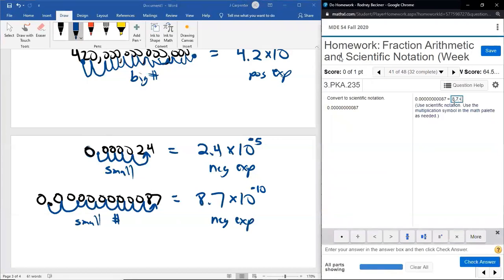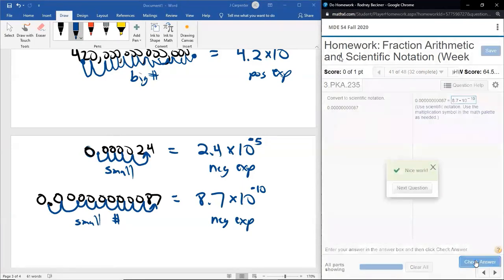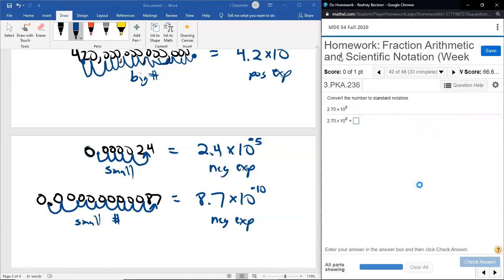8.7 times, I want to see if the dot will work. It should, but I know there's been at least one math homework program we used in the past where it didn't, so I'm reminding myself. 10, and then to the negative 10. By the way, if you're wondering how I made that exponent without clicking on the mouse, I hit Shift and 6. That's the caret button, which makes an exponent. Again, Shift and 6. And we got it right. I didn't have to do the Shift 6 though.